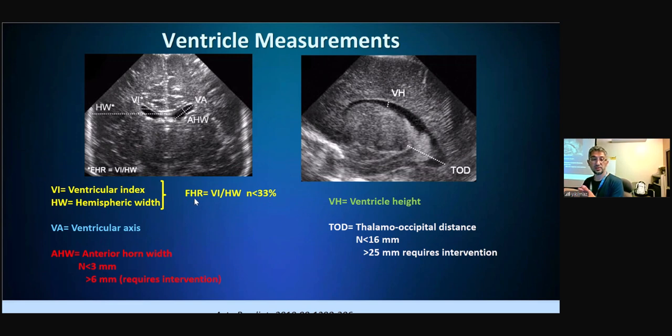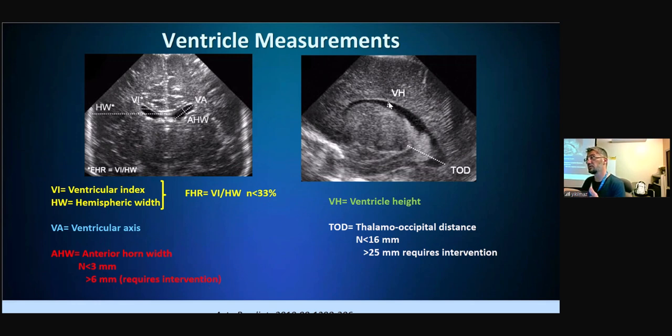And you can have this frontal horn ratio, which is the ventricular index divided by the hemispheric width, and it's normally under 33%. We don't use it. We use the anterior horn width. Normally it is under 3 millimeters. If it is over 6 millimeters, it requires intervention.